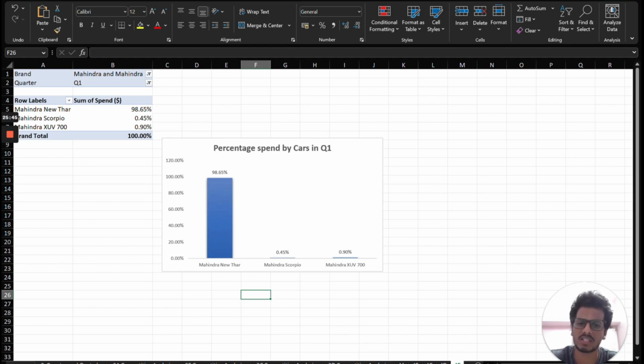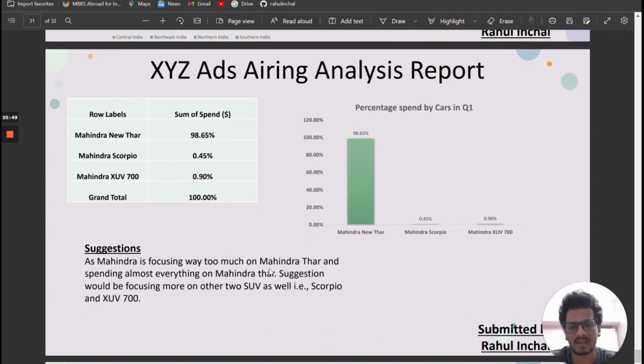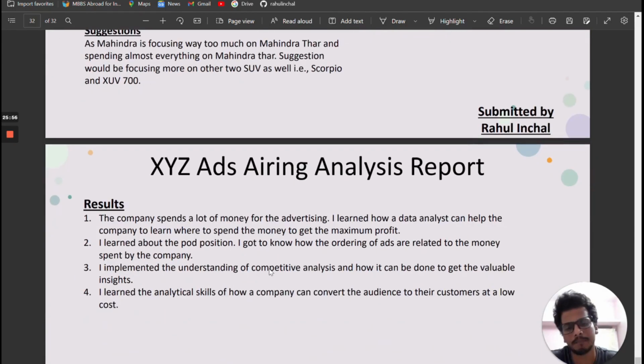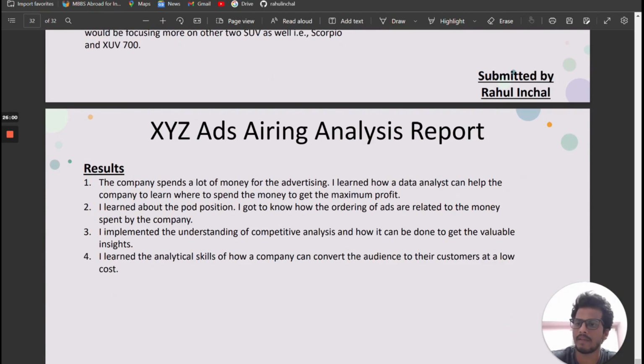But the suggestion I would want to give Mahindra would be to spend a little more on the others, or let it be 60-20-20. That would be good for Mahindra. That is the suggestion I can give. And then the result, this is the end of it.